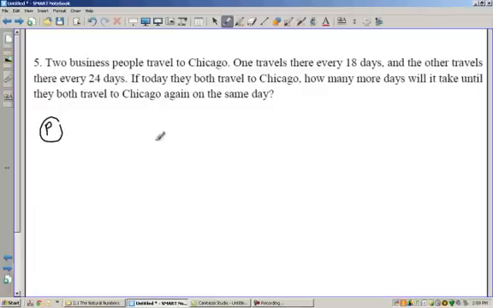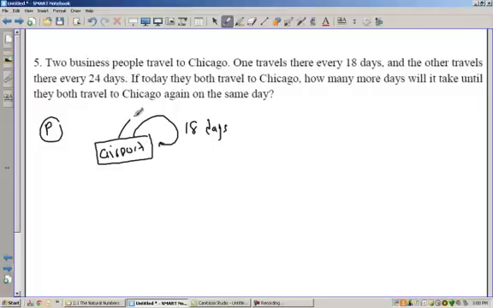For a picture of this, I might draw an airport. So I'll just write airport. There's my airport. And the idea is I have one guy that's going out and coming back every 18 days. And I have another person that's going out and coming back, and it's slightly bigger, so every 24 days.